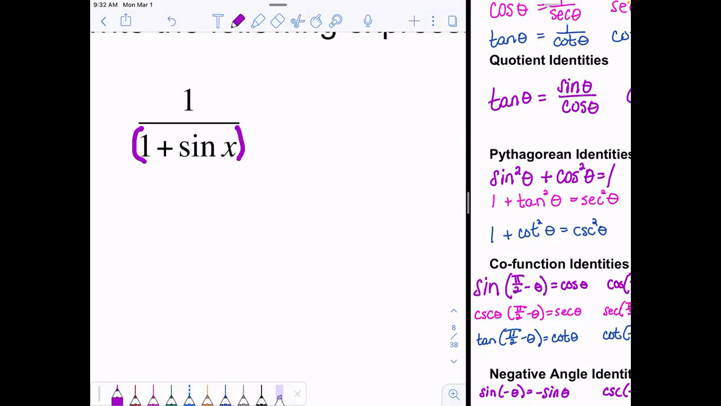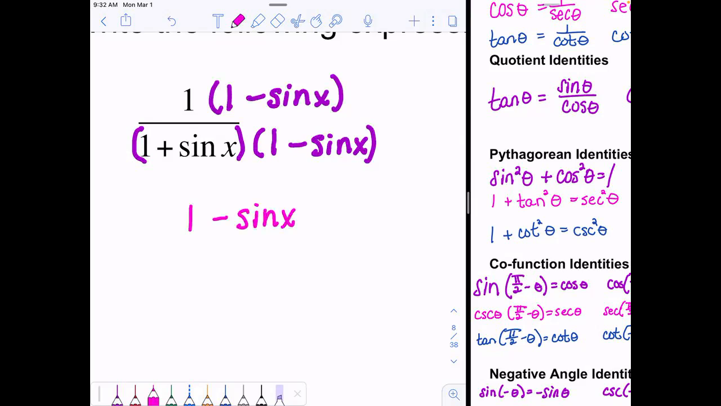So we're going to use the conjugate fact to help us reduce this expression. So we're going to multiply the bottom by 1 minus sine. But whatever I do to the bottom, I have to do to the top as well. So my top is 1 minus sine. And you're going to FOIL the bottom. So 1, and we'll finish this tomorrow, minus sine, plus sine, minus sine squared.